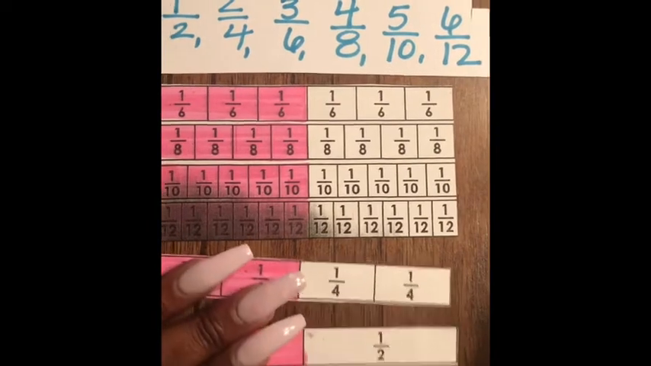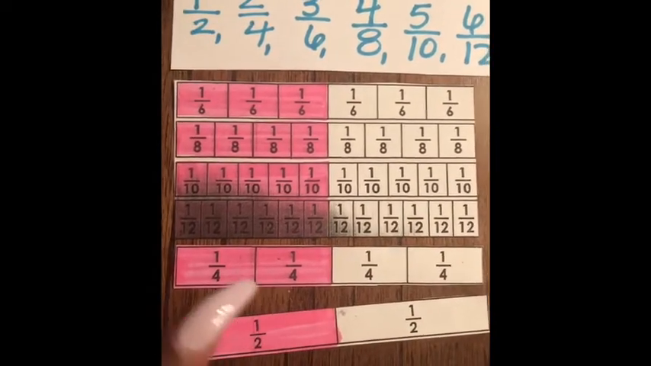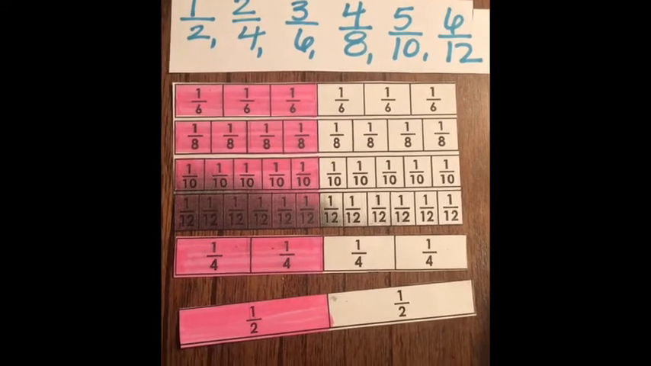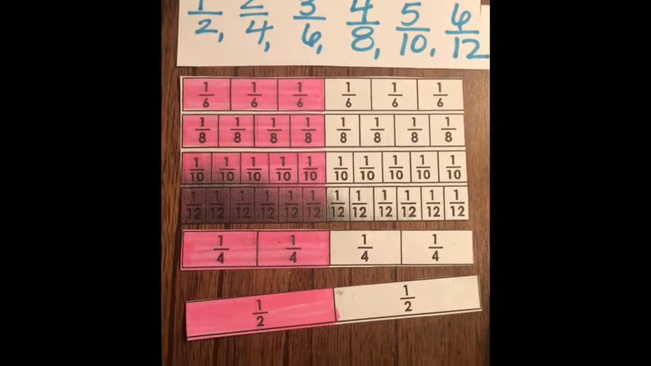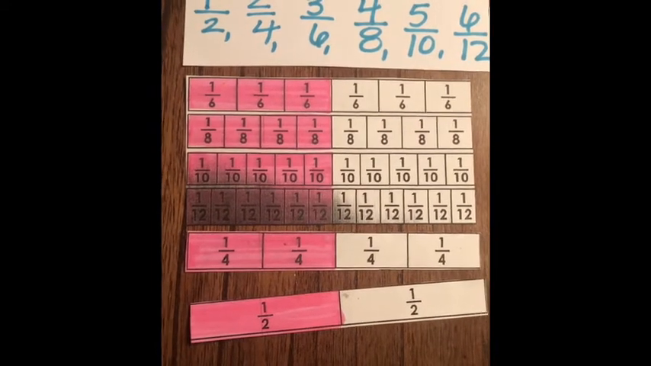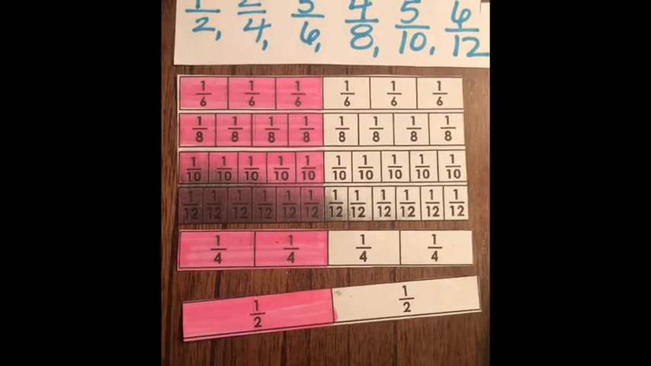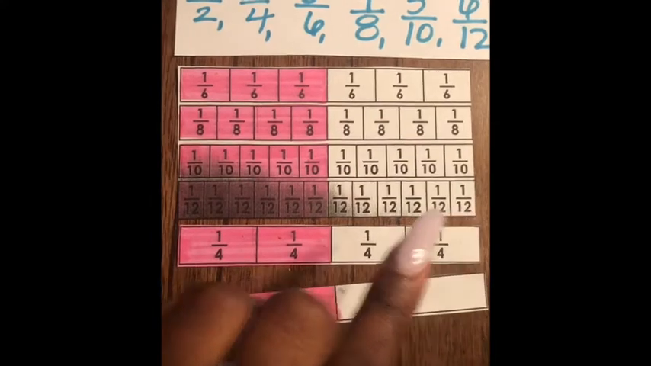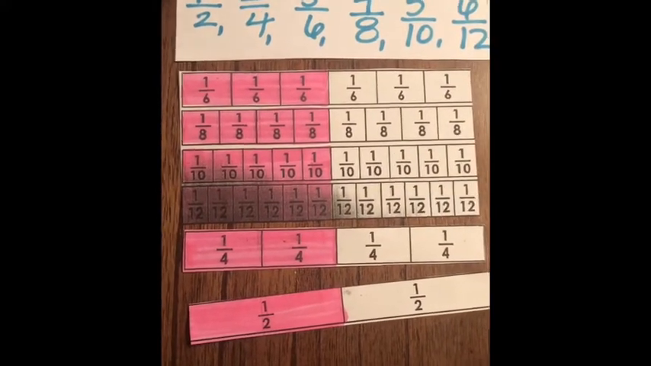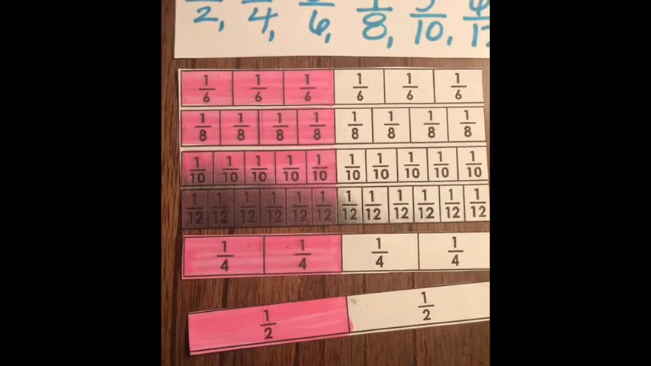So what you notice here is that the larger the denominator is, the smaller these pieces are. Normally when we think of larger numbers, we think of a bigger quantity, and that is correct. There's a bigger quantity of spaces. However, the space has gotten smaller because it is still the same size shape.